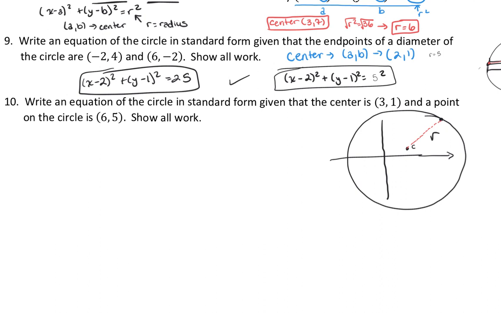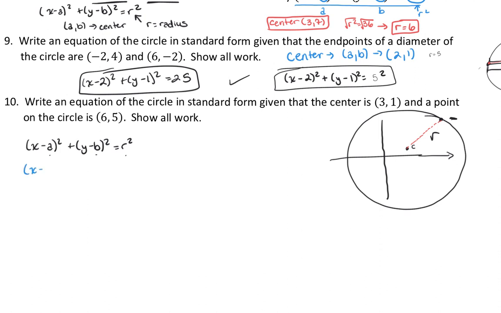So what you can do is, remember, our formula is x minus a squared plus y minus b squared equals r squared. So what you can do is plot your center and then find the distance from our center to our endpoint and find r. And that'll give us the answer. But another way that you can approach this is, if you can't visually see this, you can plug in what you know.